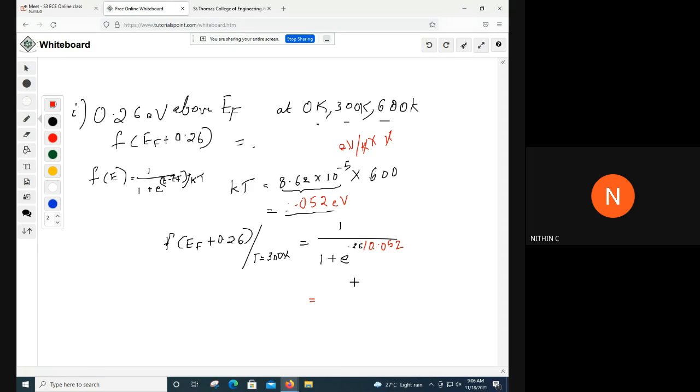That needs to be done once more. 6.6 into 10 raised to minus 3. Just follow this procedure: first find the e raised to term, then only you do the rest of the calculations. Otherwise you will make some mistakes in the brackets and all.